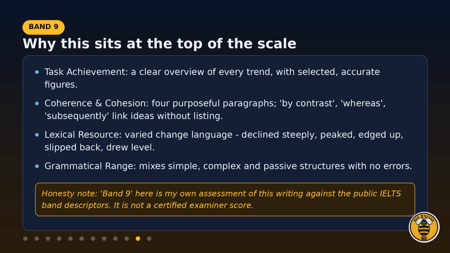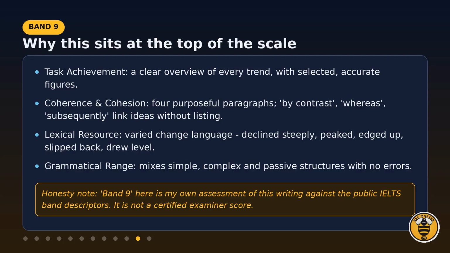So why would this score at the top of the scale? Task achievement, because there is a real overview and the figures chosen are accurate and selective. Coherence, because 4 paragraphs each do one job. Lexical resource, because the change verbs never repeat. And grammar, because the sentence shapes vary and the writing is error-free.